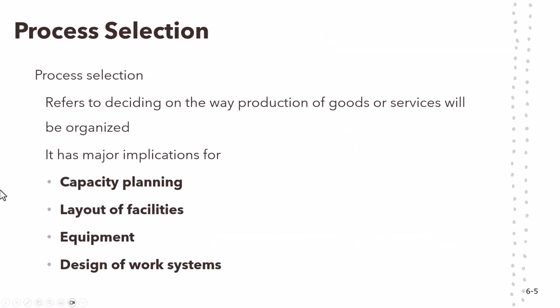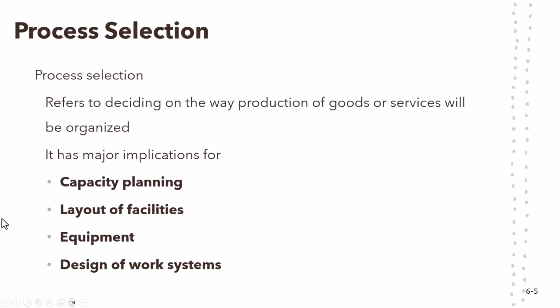Process selection refers to deciding on the way production of goods or services will be organized. It has implications for capacity planning, how you're going to lay out the facilities, equipment, and design of work systems. So when you're thinking about what is the right process or the right way to get something done, you have to think about how many people do you need.